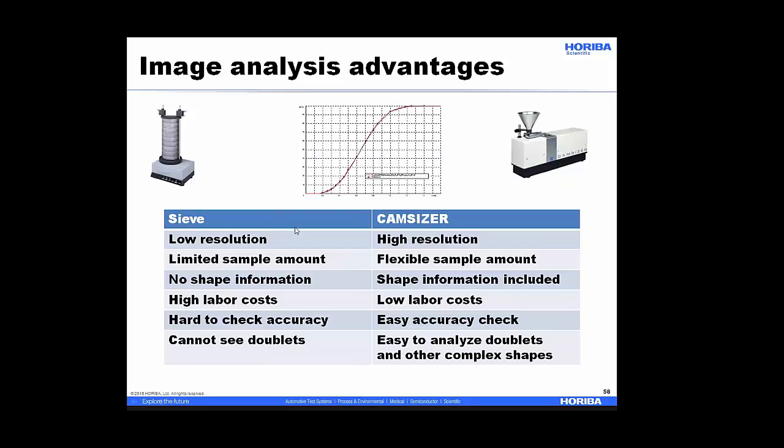So image analysis advantages: sieves tend to be low resolution, cam sizer higher resolution; limited sample amount on a sieve, flexible sample amount on the cam sizer; no shape information for your sieving, with shape information for the cam sizer; high labor costs with the sieve, particularly as you babysit these sieves, lower labor costs with the cam sizer. Basically, if you have a method, you dump it in, you press the go button, and you collect the printout. Hard to check sieve accuracy. It's trivial to check cam sizer accuracy with the reticle. You can't see things like length of rods or doublets in the sieve analysis, but you can with the image analysis.